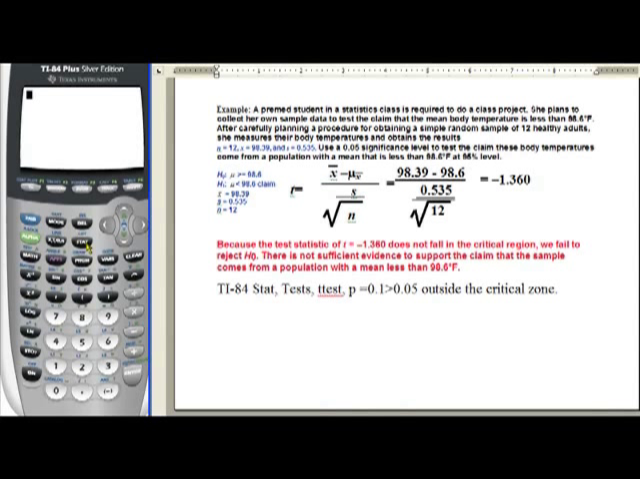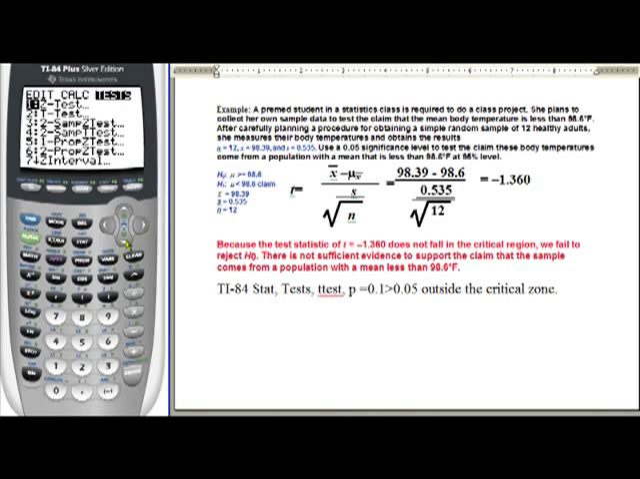You go to Stat, Test. This time I'm going to go to T-test. I'm doing statistics. And this is the value that you enter in here, 98.6. And what is the sample mean that she got? This is 98.39. So let me go enter that. And the sample standard deviation is right here, 0.535. And my sample size, we're talking about 12. And I'm looking at H1, that's less than, so I have to go get this value. And I'll push calculate.